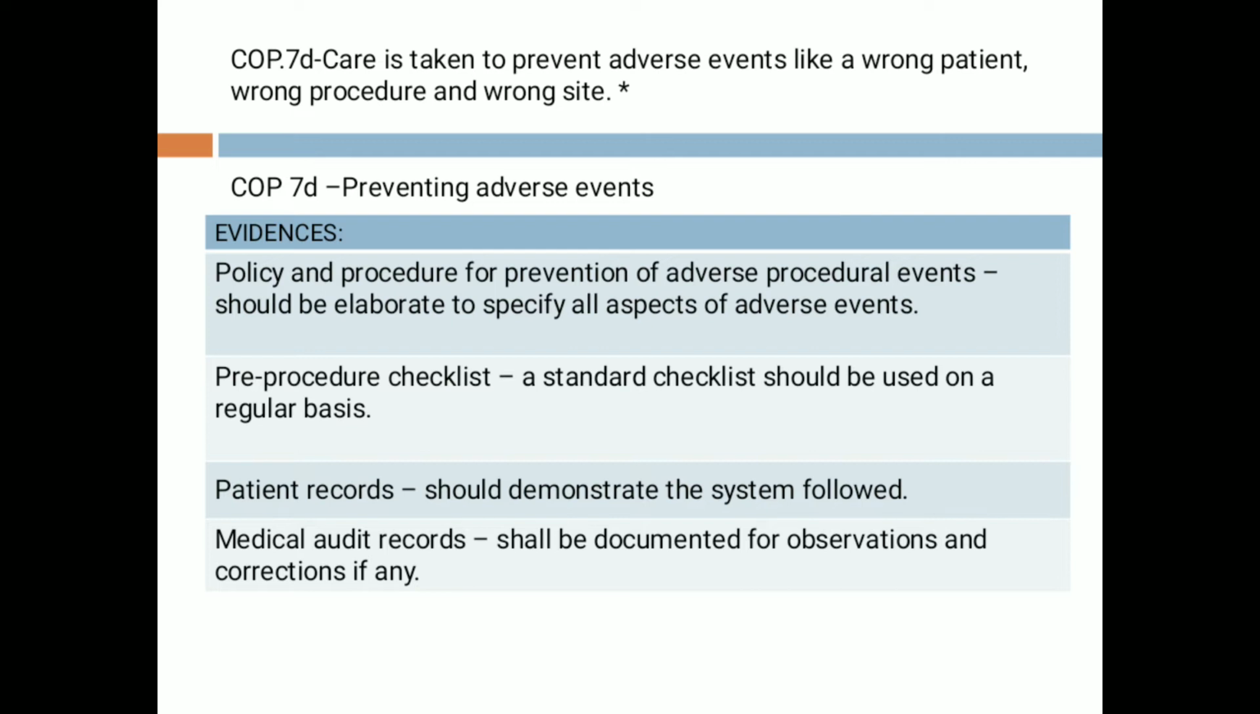Objective element COP 7D speaks about preventing adverse events. Evidences: Policy and procedure for prevention of adverse procedural events should be elaborate to specify all aspects of adverse events. Pre-procedure checklist, a standard checklist, should be used on a regular basis. Patient records should demonstrate the system followed and medical audit records shall be documented for observations and corrections if any.